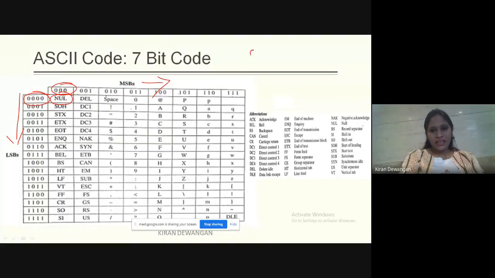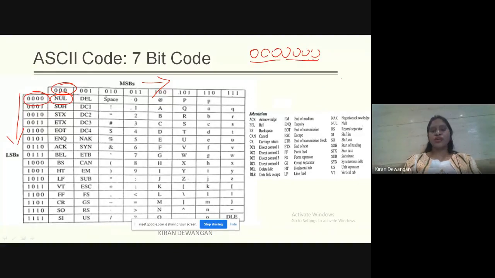If I am writing 0000000, this is my MSB, most significant bits, and these are my least significant bits. ठीक है? So if I am writing all the 7 bits zero, this means it's a null, मतलब कुछ नहीं है, it's plain, nothing. ठीक है? So that is the code for null.